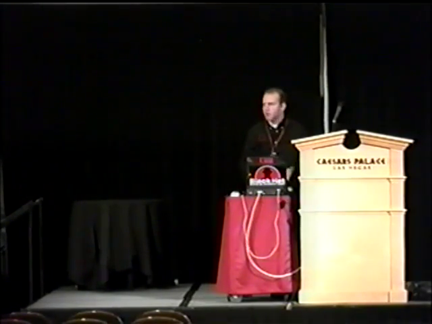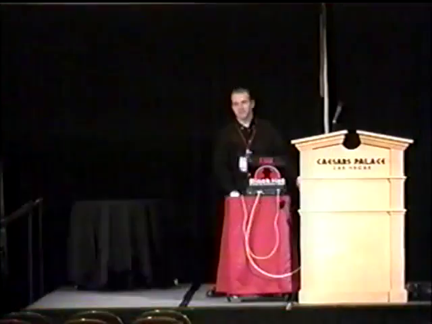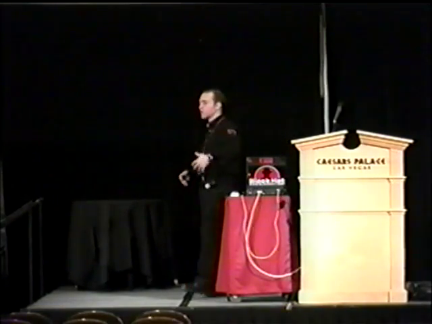Mitigate what you can, monitor what you can't. It's as simple as that. When you start dealing with risk assessment and you say, let's say for a moment that you can't actually encrypt that credit card information, then you should in some way monitor every access to that credit card information and log it and keep track of it, so that you can then take that data, and that probably gets offloaded or broadcast to a logging machine in some way.